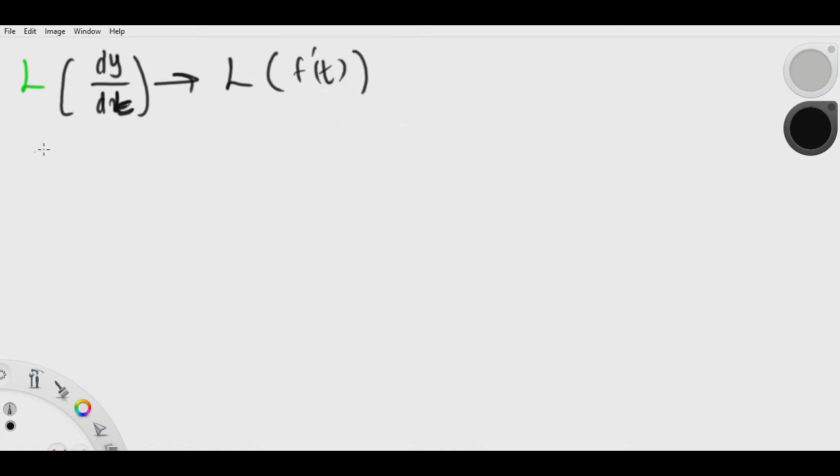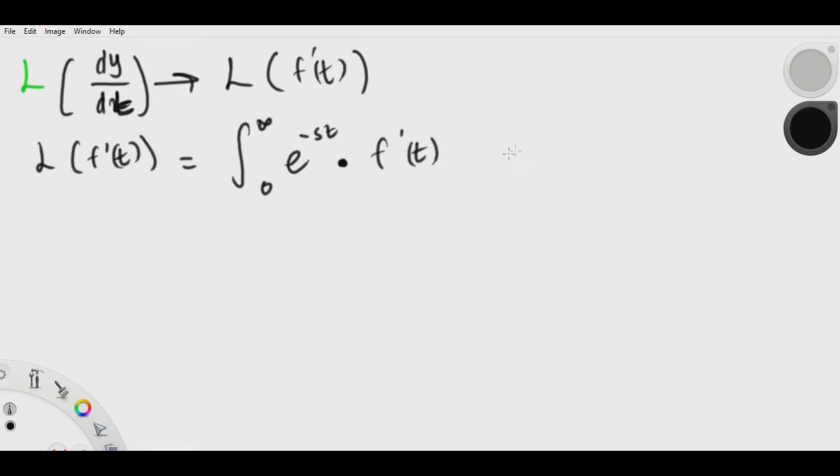Okay, so we're Laplacing this. Okay, this is the annoying one. Okay, so this one starts off with infinity sign e minus st multiplied by the differential sign f'(t), dt.